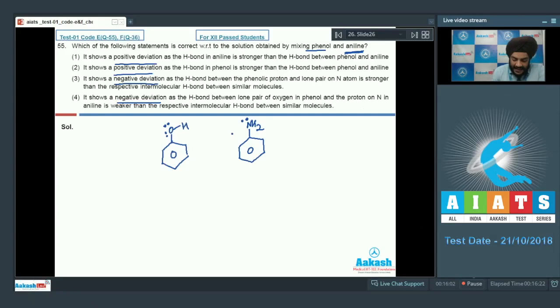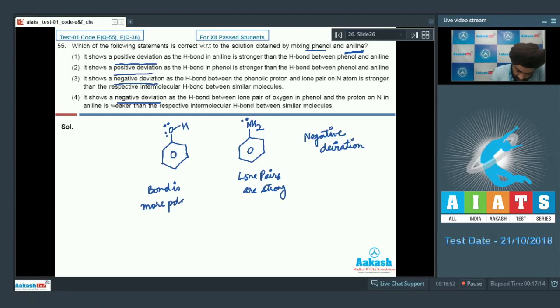So students, when we mix phenol and aniline, the solution shows a negative deviation from Raoult's law. The reason behind this is that the interaction between the phenol and aniline is stronger. The lone pairs over nitrogen are very strong, and the OH bond polarity is greater in phenol. So greater polar bond means that the delta positive on this hydrogen will be greater as compared to the delta positive on the hydrogen of the aniline. And if we talk about the strength, these lone pairs are stronger than the lone pairs of phenol.